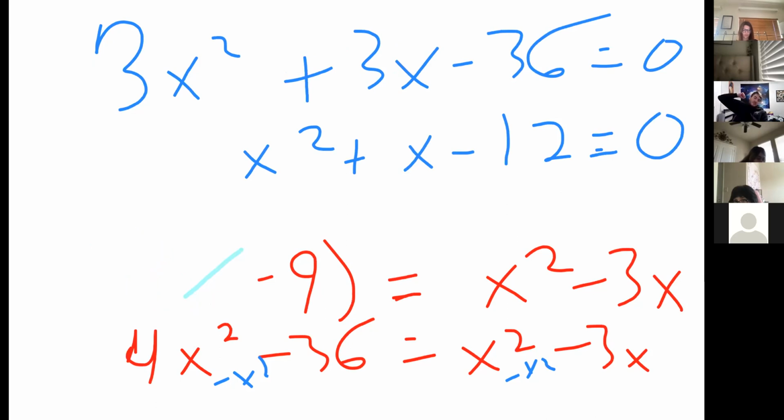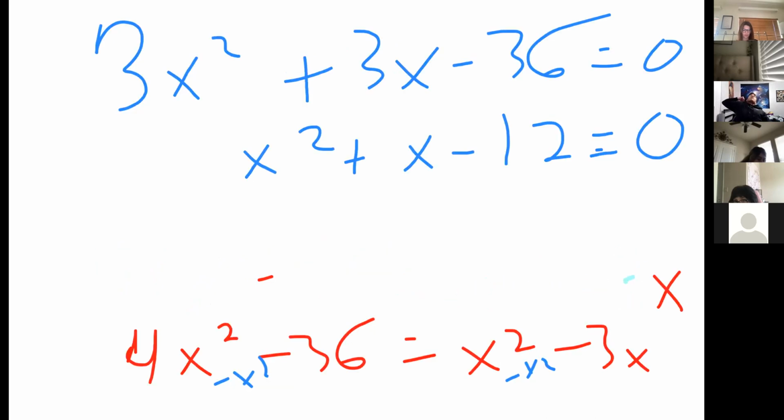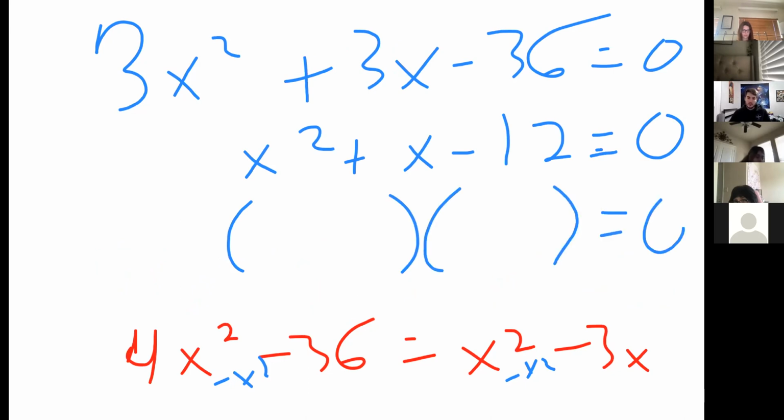And then, oh, this one should be able to factor pretty easily, hopefully, right? Yes, and then would it be x plus 4 and then x minus 3? Yeah, that's it.